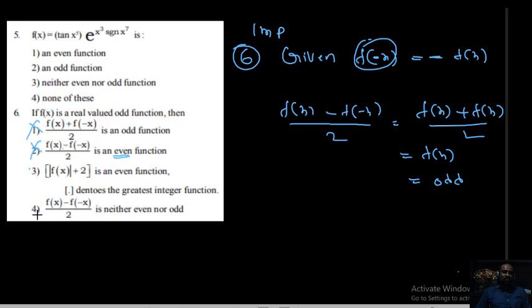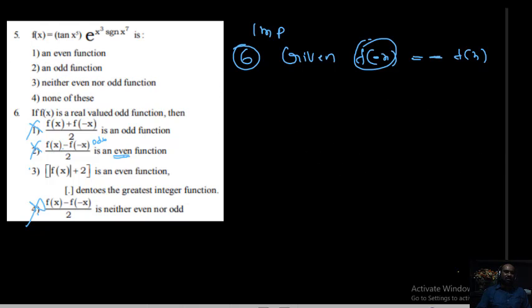If this is wrong, the fourth option is wrong too, because these two are the same. You got an odd function here, but what is given? Neither even nor odd. This is also wrong only. So we just need to check option number 3.